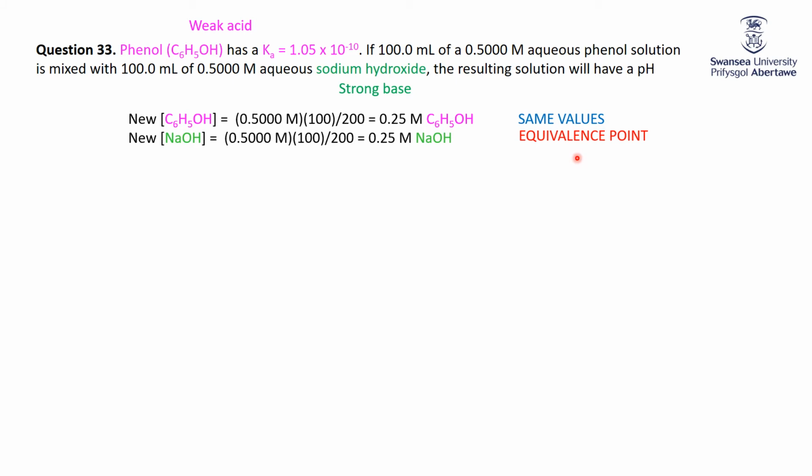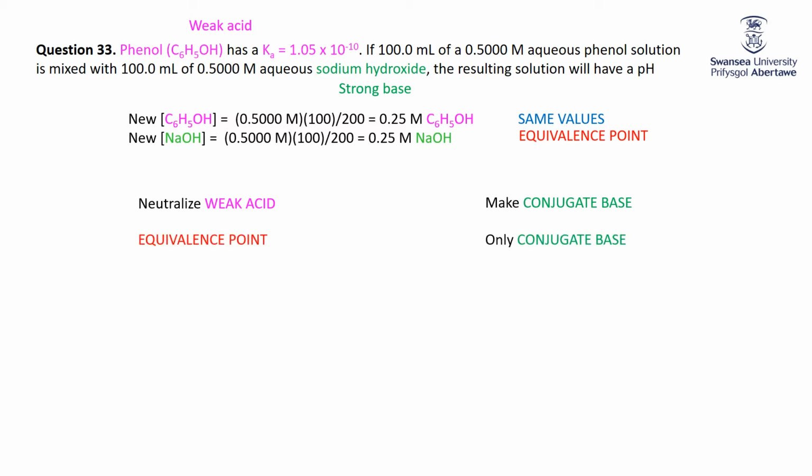Now the quick and dirty way to have seen that was the same volume, 100 mils, of the same concentration, 0.5, but this is a more precise way to think about it. That will always work, doesn't rely upon you recognizing same volumes and same concentrations. Anyway, at the equivalence point, when we neutralize a weak acid, we make its conjugate base. So therefore, at the equivalence point, we only have the conjugate base. In other words, the pH is greater than 7.